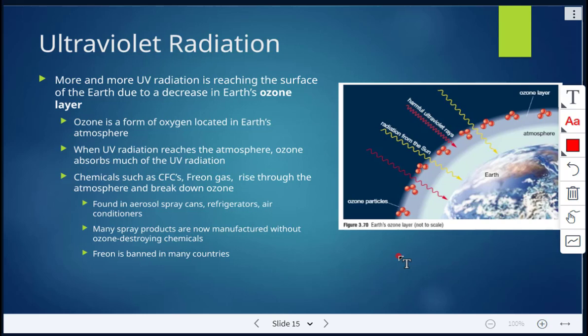But human activities, like chemicals from CFCs, freon gas, and air conditioners, rise to the atmosphere and start breaking down the ozone layer. So therefore, more UV radiation can now reach the Earth's surface and cause more problems.